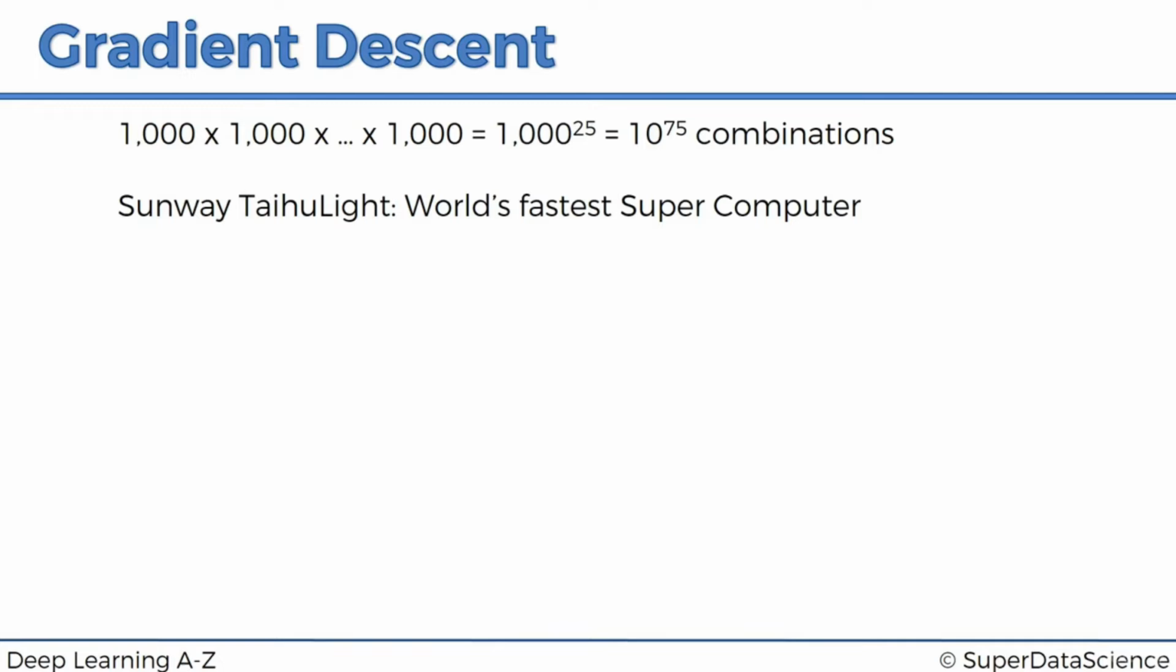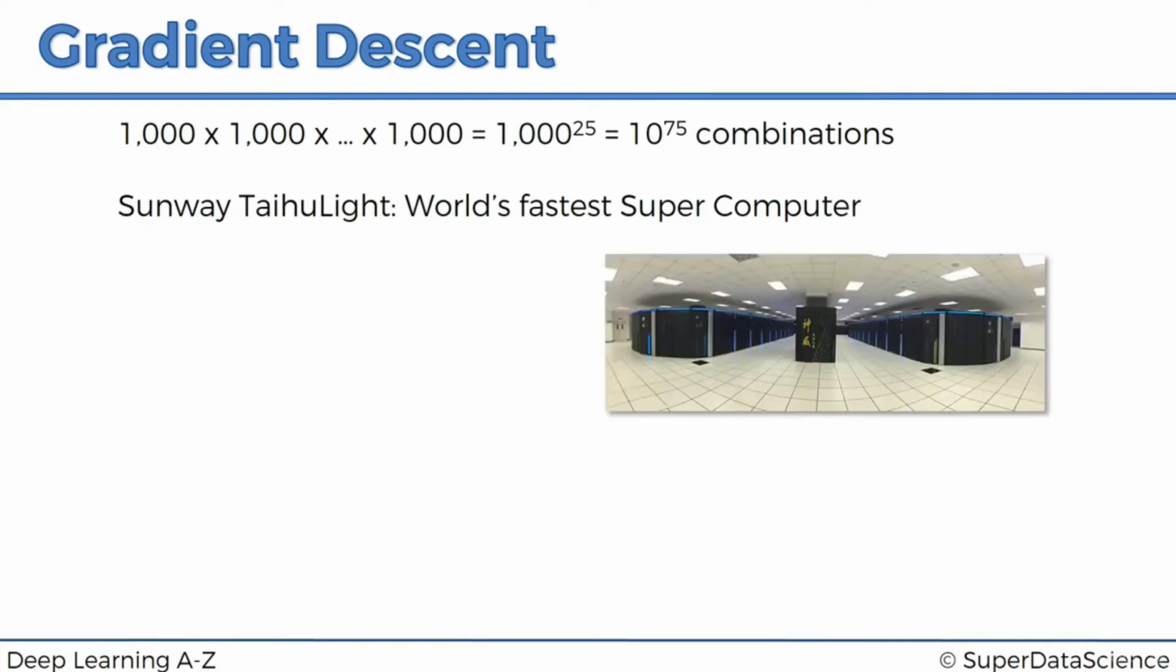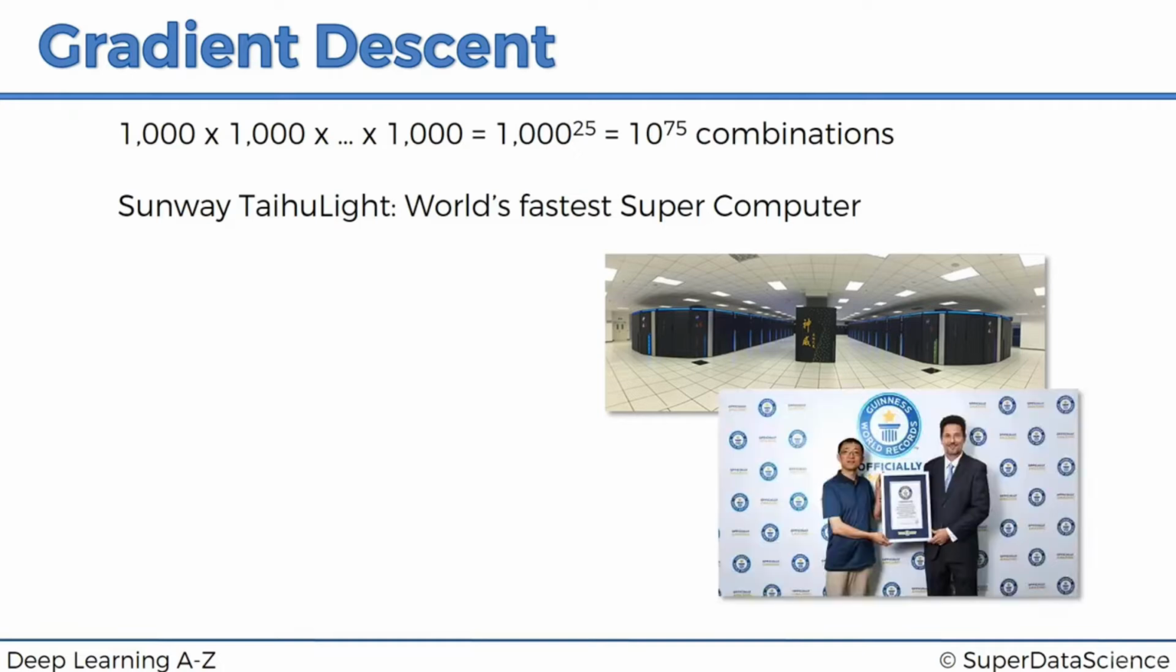Now let's see how Sunway TaihuLight, the world's fastest supercomputer as of June 2016, would approach this problem. It looks like this: a whole huge building pretty much for this one supercomputer, and it got the Guinness World Record for being the fastest supercomputer. Right now it is the fastest supercomputer in the world, and Sunway TaihuLight can operate at a speed of 93 petaflops.